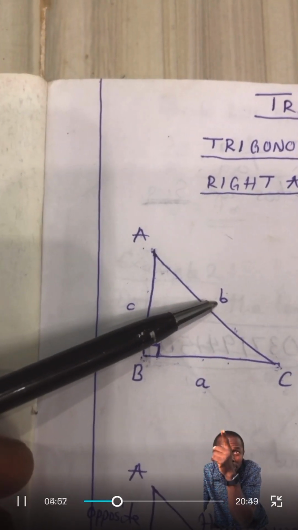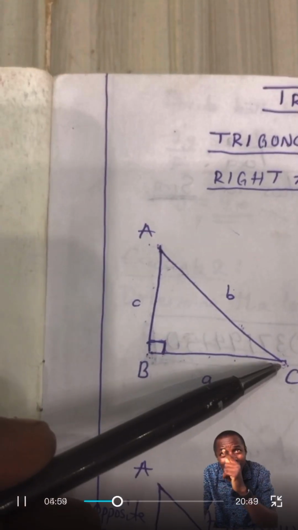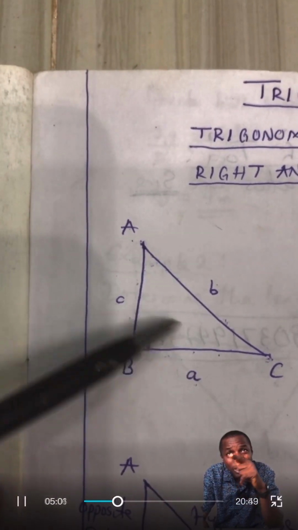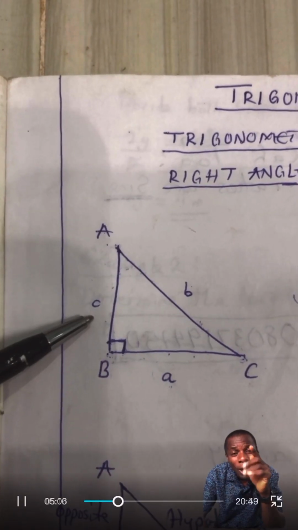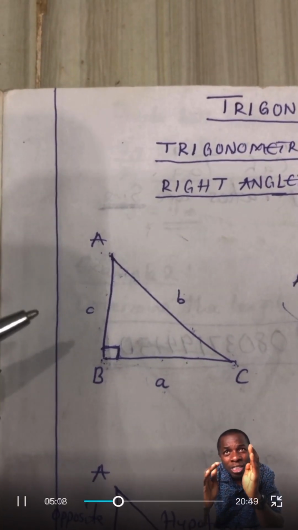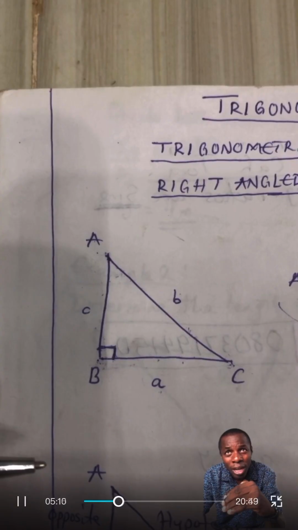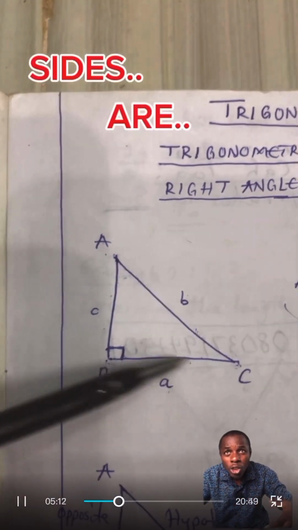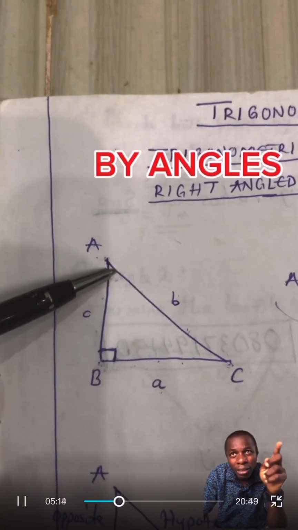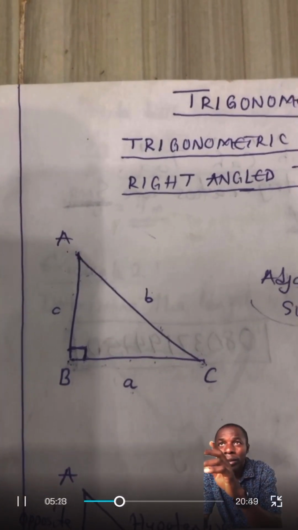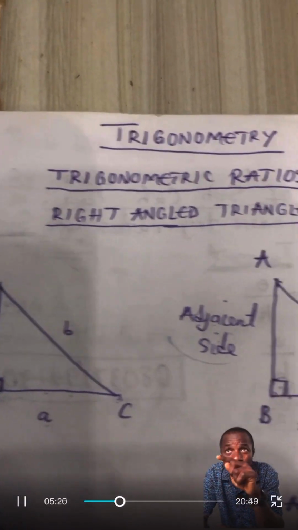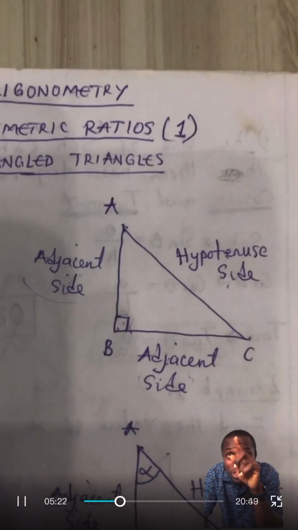Alright, so we name it small letter b, and capital letter C is facing this other side, so we name it small letter c. So every angle has its own unique side. In fact, sides are subtended by angles. All right, so the next thing is to talk about the naming of the sides.